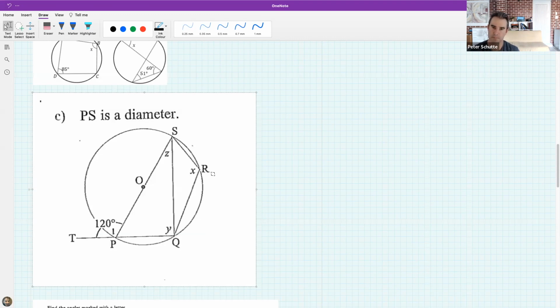So lots of people are saying they know what X is, and it looks to me like they're getting it right, because to me, it looks like PSRQ is a cyclic quad, which means 120 has a relationship with X. So I know what you're doing there. Don't worry. Start by focusing on the relationship between 120 and X. What does that remind you of? Or what's special about PSRQ?